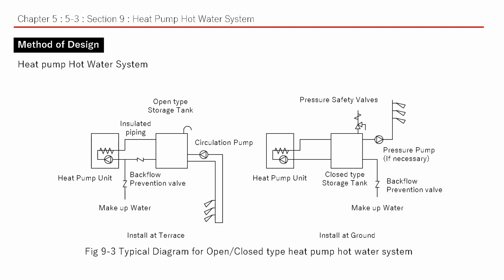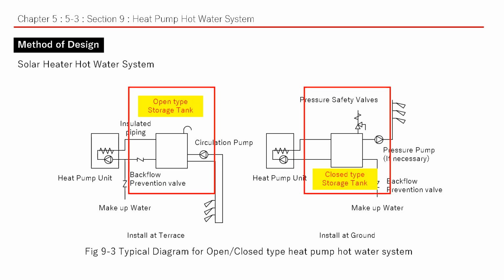This is the diagram for heat pump hot water system. There are two types of diagram, open type and closed type system. Open type storage tank has a vent pipe and is open to the air. Closed type storage tank has a pressure safety valve and maintains the pressure inside.